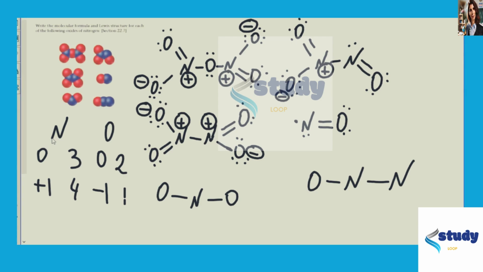For nitrogen dioxide, we just connect nitrogen and oxygen with a double bond, plus charges and lone electron pairs.